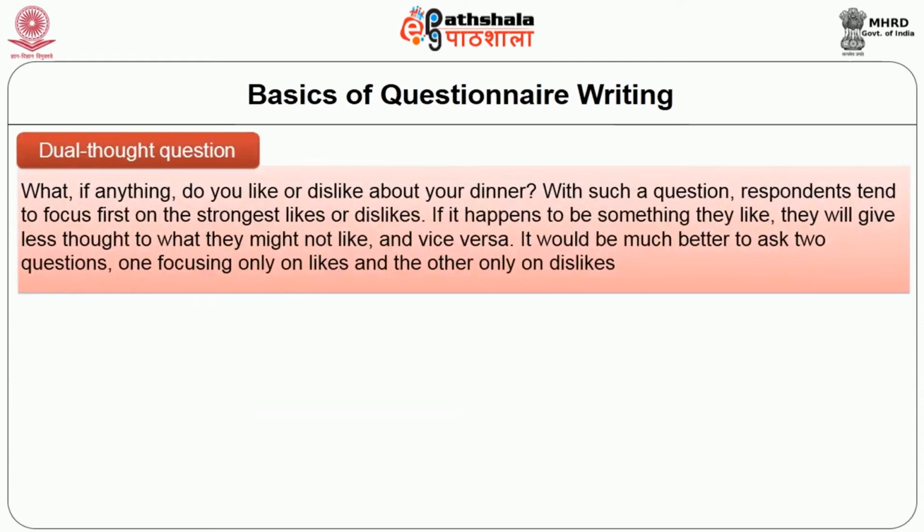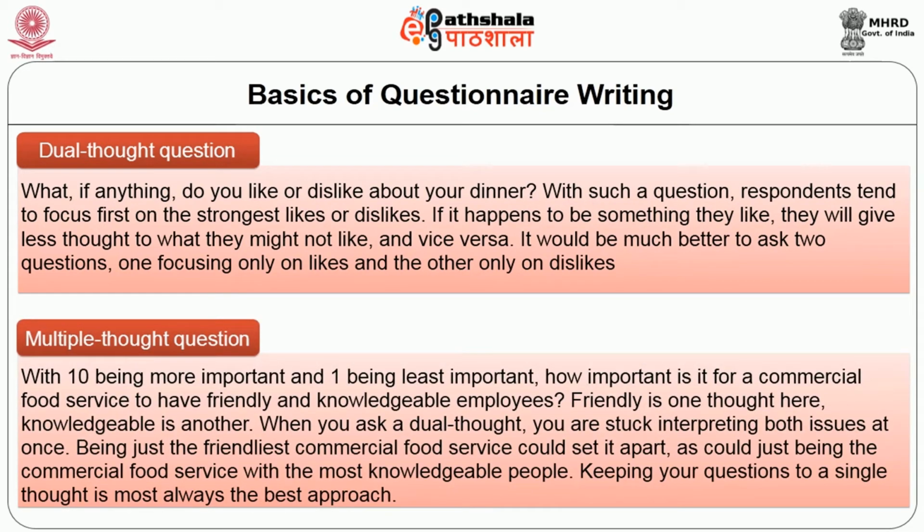Dual thought questions. What, if anything, do you like or dislike about your dinner? With such a question, respondents tend to focus first on the strongest likes or dislikes. If it happens to be something they like, they will give less thought to what they might not like, and vice versa. Here, it would be much better to ask two questions, one focusing on the likes and the other on the dislikes.